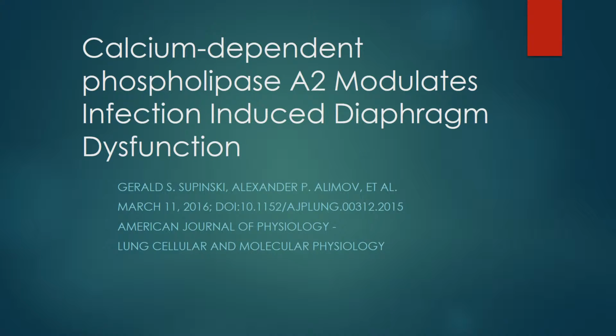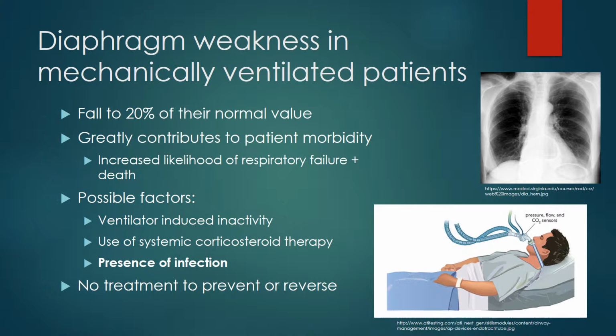The paper I'll be discussing is "Calcium-dependent phospholipase A2 modulates infection-induced diaphragm dysfunction." It was written by Supinski, among others, in the American Journal of Physiology in March 2016. The relevance of this paper is to diaphragm weakness in mechanically ventilated patients.